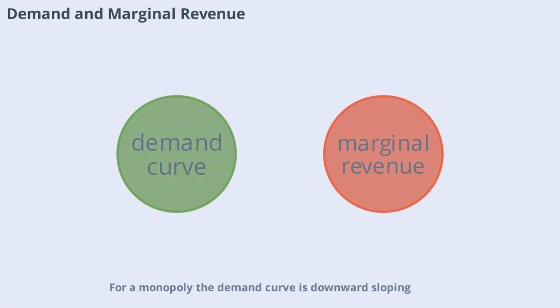For a monopoly, the demand curve is downward sloping, meaning the firm must lower its price to sell more units. This creates a marginal revenue curve that lies below the demand curve. Each additional unit sold adds less to total revenue than the price at which it is sold. This relationship is crucial for understanding how monopolies decide on the profit-maximizing level of output.